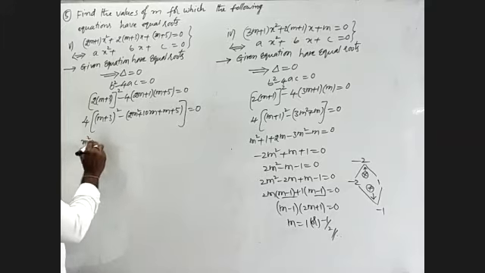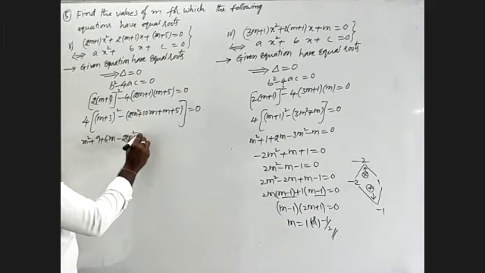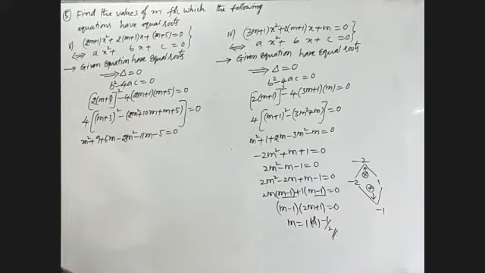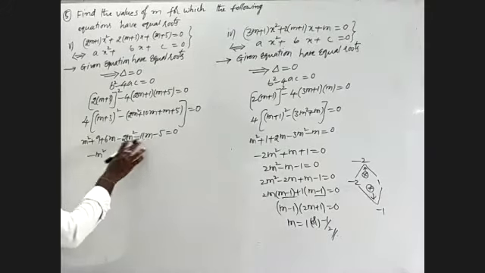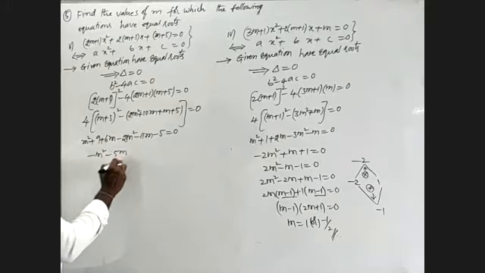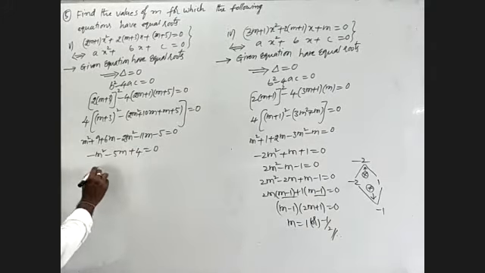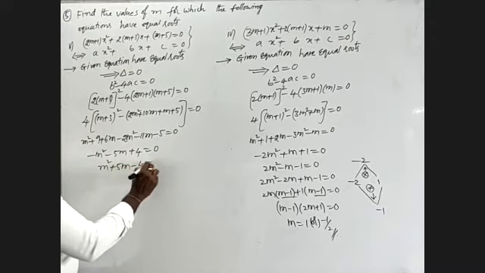I will write m square plus 9 plus 6m minus 2m square minus 11m minus 5 is equal to 0. We observe minus 2m square plus m square will become minus m square, then 6m minus 11m will become minus 5m. After that plus 4 is equal to 0. I will take minus common, remaining I will write m square plus 5m minus 4 equal to 0.